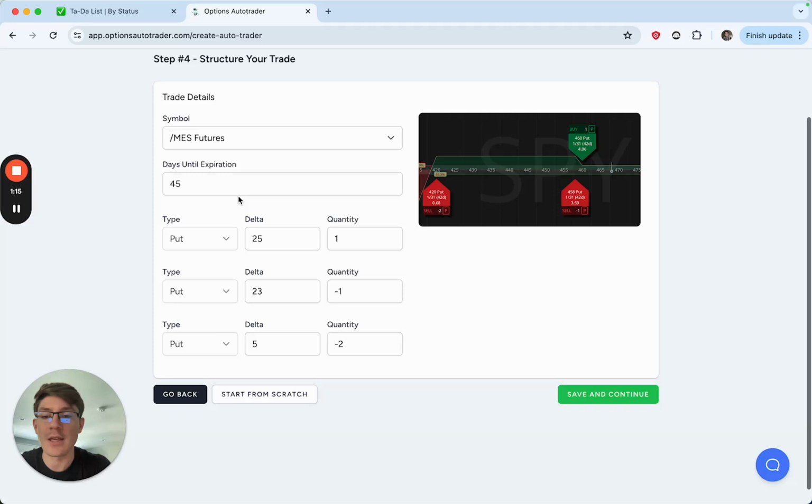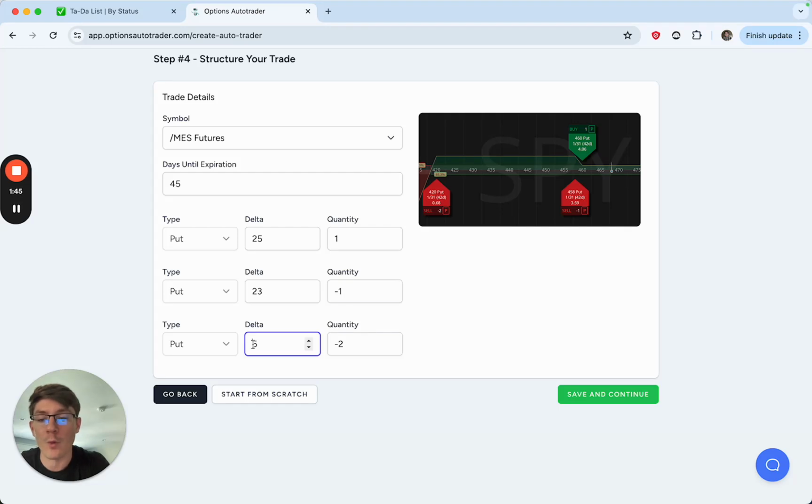Next is the delta. Delta shows you how far away from the market you are. Where the stock is currently trading is 50 delta. The furthest away you get is like 1 delta. So again, between that shows how far away from the stock you are. The smaller your delta when you're selling options, the lower your risk and the higher your win rate, and the higher chance you have of making money. So with a 25 delta, you roughly have a 75% win rate on this trade making money.